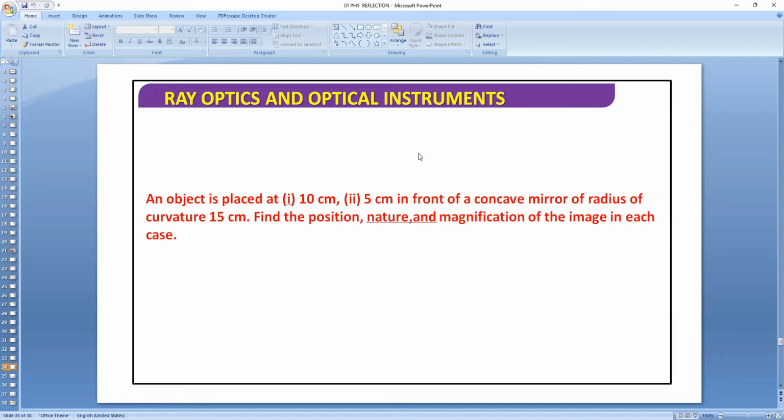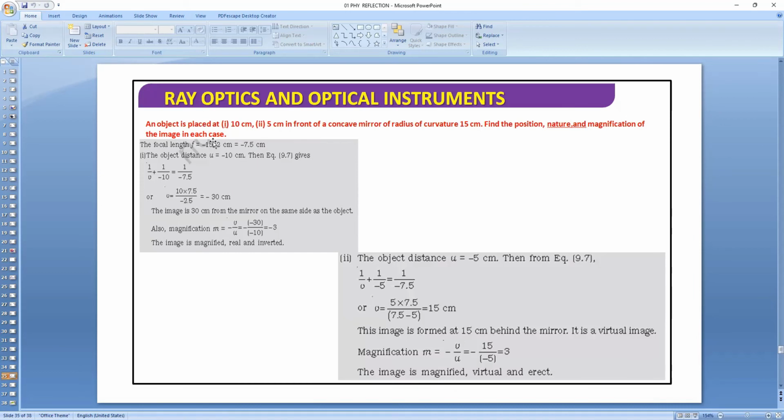Now there is a question. An object is placed at 10 centimeters and 5 centimeters in front of a concave mirror of radius of curvature 15 centimeters. Find the position, nature, and the magnification of the image in each case. Now we can derive it. What about the focal length? It is 15 by 2, which means 7.5 centimeters. Due to the concave mirror, focal length is minus.